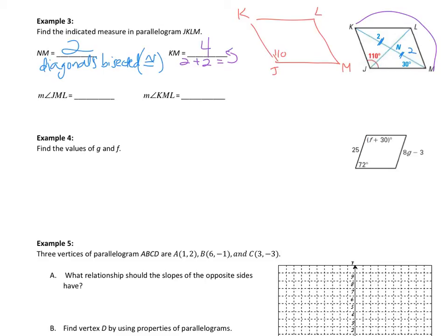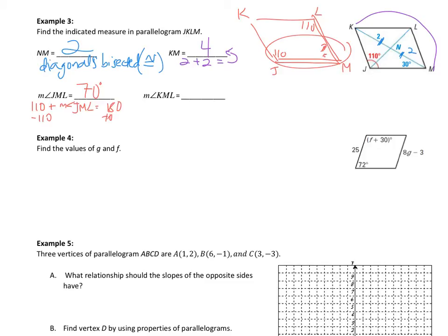For the measure of angle JML, we need to look at the big picture, so without the diagonals in there. And if you notice, we have 110 degrees for angle J, and that tells me that this other angle will also be 110 degrees, but the side-by-side ones are supplementary. So if I take 110 plus the measure of angle JML, that should equal 180 degrees. So when I subtract the 110 over, we end up with only 70 degrees as the measure of that missing angle.